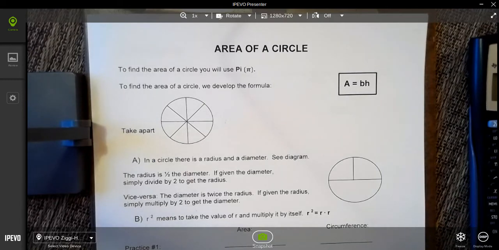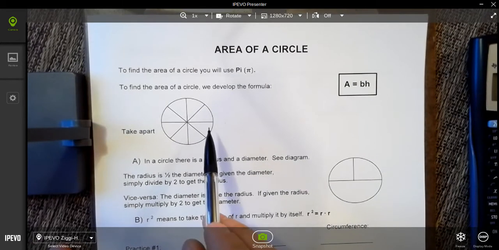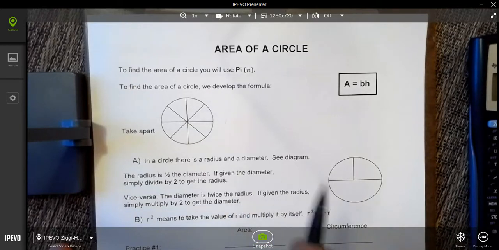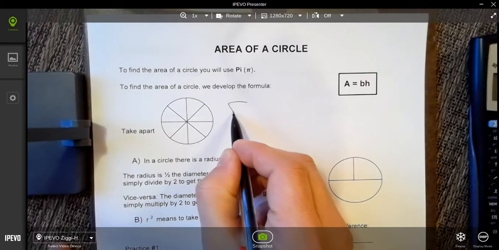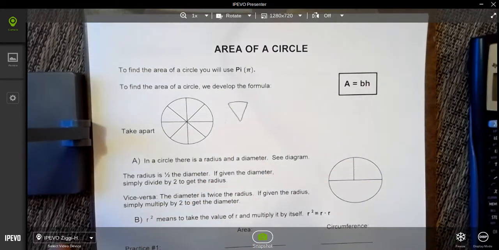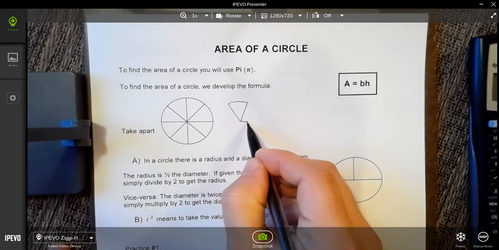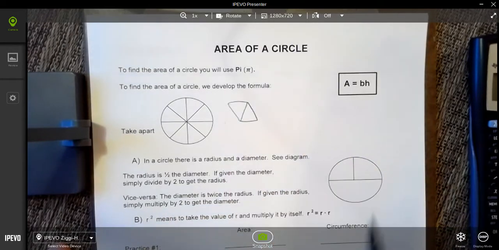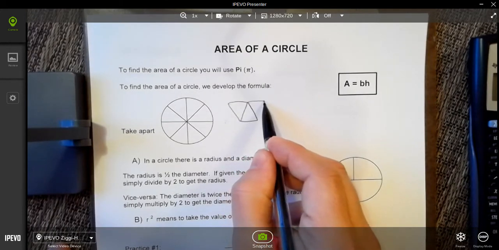Notice I've got 8 sections there. What I'm going to do with my 8 sections, I'm going to try to stack them to form sort of like a parallelogram or a rectangular shape. And so I'm just going to go ahead and sketch what this might look like. So you can imagine that that's one of my little sections from the circle right there. And then I'm going to take the second section and attach it on the bottom like this. Okay. And then I'm going to continue doing this until I've used all 8 sections of the circle.